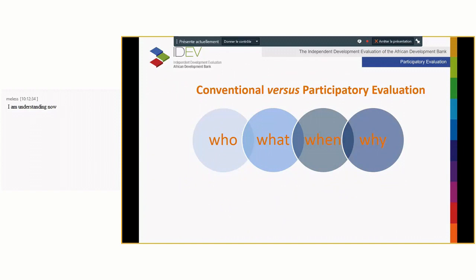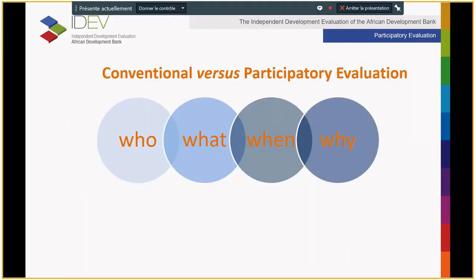So now I will do the same sequence of elements, but on the participatory evaluation. Who should we engage with? Not only the stakeholders and the clients of the evaluation are our main focus. In IDEV's case, for example, we consult with board members, AfDB staff, counterparts in regional member countries, project staff, civil society, beneficiaries, and others, as long as we understand that they are relevant to the intervention being evaluated.